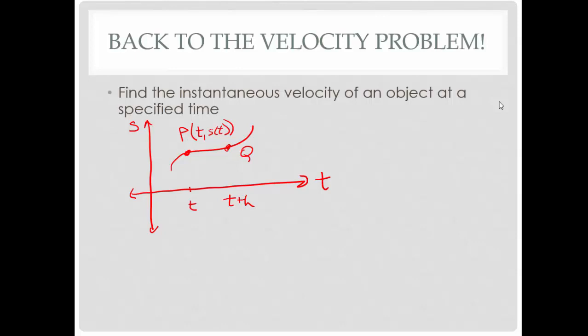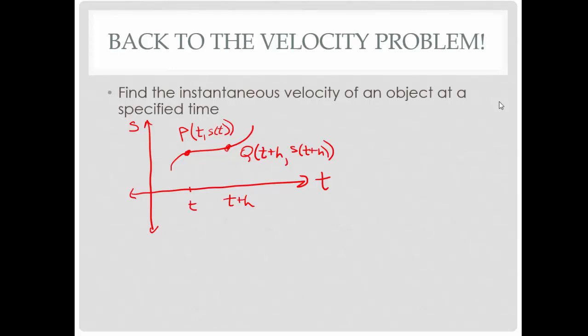Well, this is almost exactly the same setup that we have for the tangent problem. Really, the only difference is instead of dealing with x and y, my variables have physical meaning. My independent variable is time, and my dependent variable is a position. So they have physical properties to them. Other than that, it's the same concept.